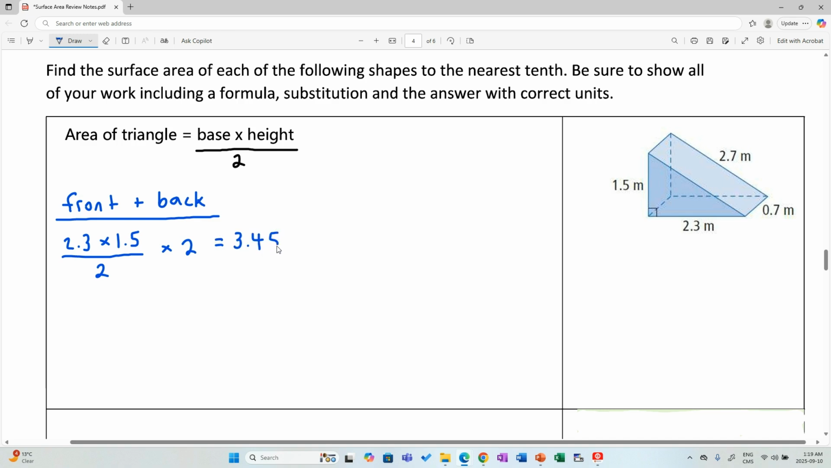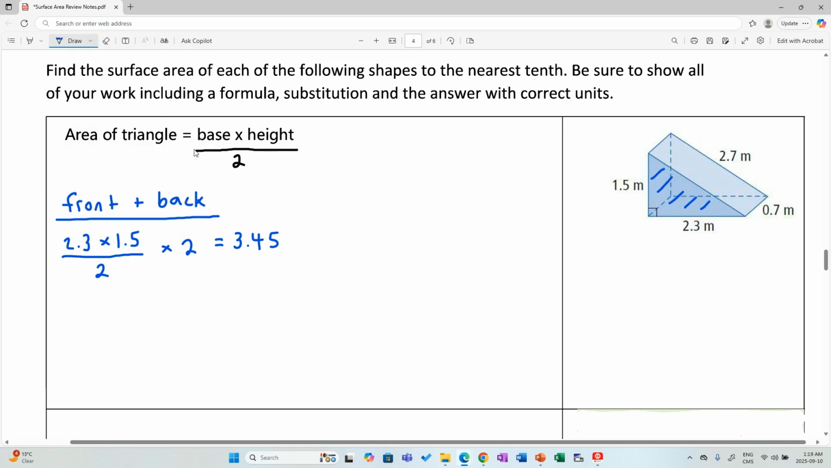3.45. This is also a good time to talk about rounding, because notice here it says find the surface area of each shape to the nearest tenth. We don't want to round until we get to our final answer, okay? So I'm going to keep these answers unrounded because it's more accurate that way. Okay, so that was the front.